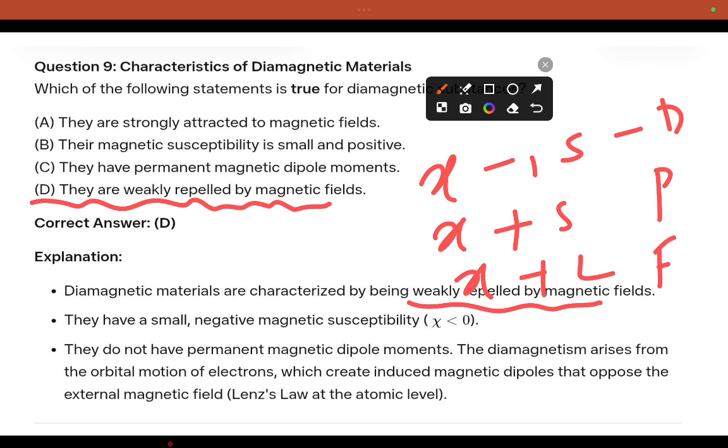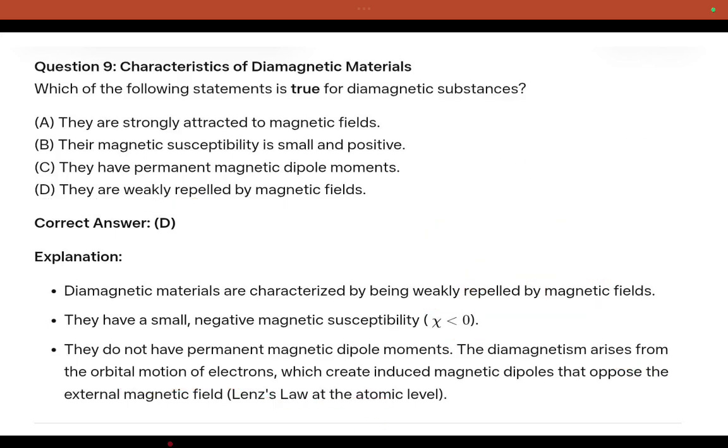So diamagnetic materials are characterized by being weakly repelled by a magnetic field. They have a small negative magnetic susceptibility. They do not have a permanent magnetic dipole moment. Diamagnetism arises from the orbital motion of electrons, which creates induced magnetic dipole moments that oppose the external magnetic field, which is nothing but Lenz's concept.